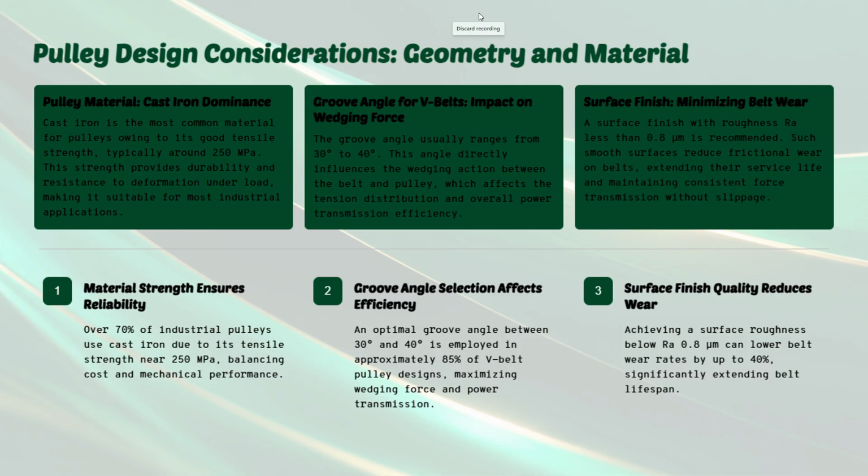For systems utilizing V-belts, selecting the correct groove angle is critical to maximizing the wedging force. Roughly 85% of V-belt pulleys are manufactured with a precise groove angle between 30 degrees and 40 degrees, optimizing the contact pressure and ensuring the highest possible power transmission efficiency without binding.